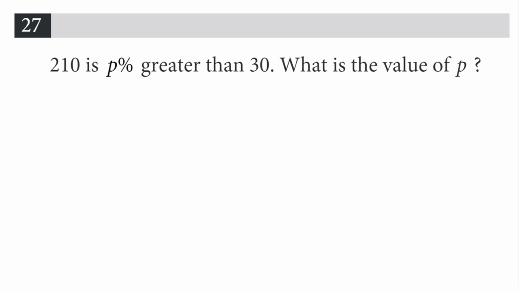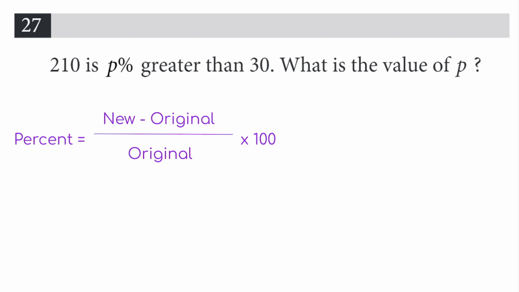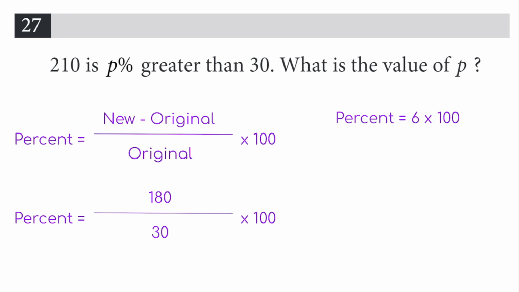Now since we're trying to find the percent, that means we're going to be using the percent of change equation. So that's going to be percent equals new minus original over original times 100. If we substitute everything in, 210 is our new and 30 is our original. So it looks like that. 210 minus 30 is 180, and then 180 divided by 30 is 6. So now we have the equation percent equals 6 times 100. 6 times 100 is 600, which means that the value of p, or the percent, is going to be 600%.